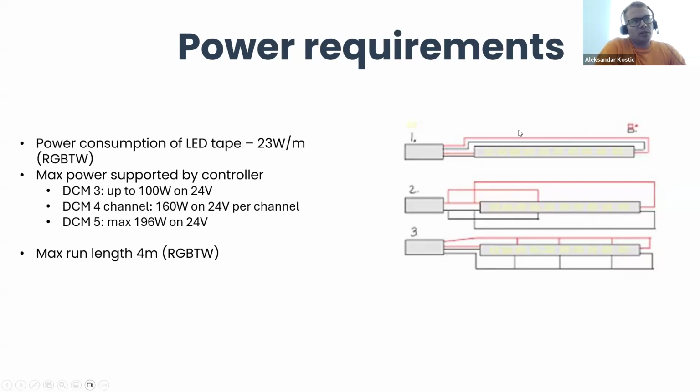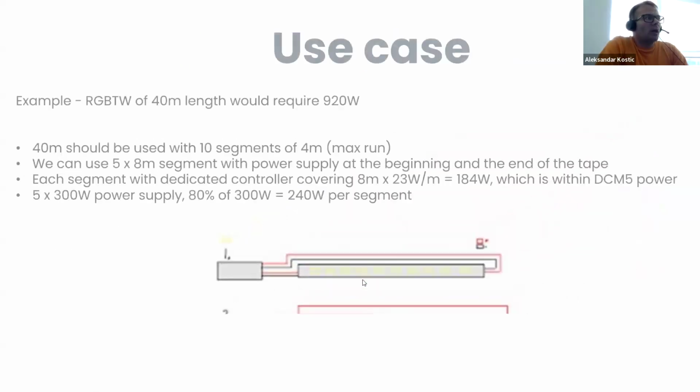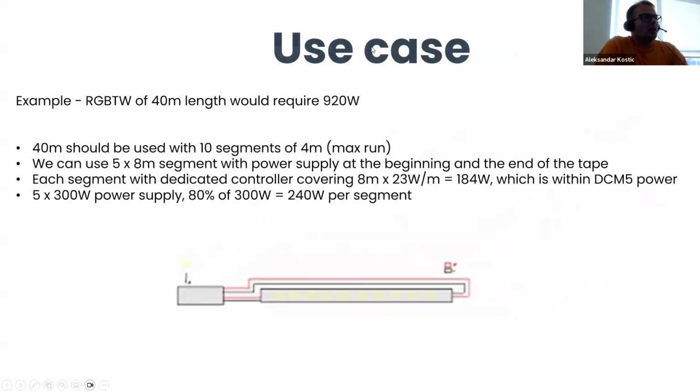So that is an important thing to consider when designing longer LED tapes, to be sure that the max run length is not exceeded from the closest power supply. Okay, so let's see one example. In this case, we have a project where we need to use 40 meters of RGB tunable white LED tape.